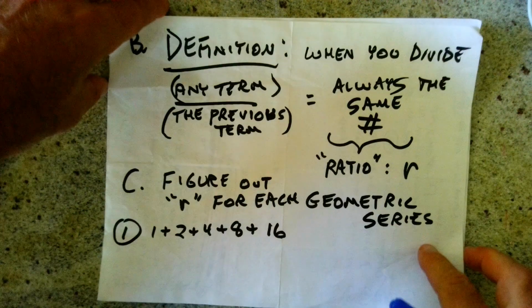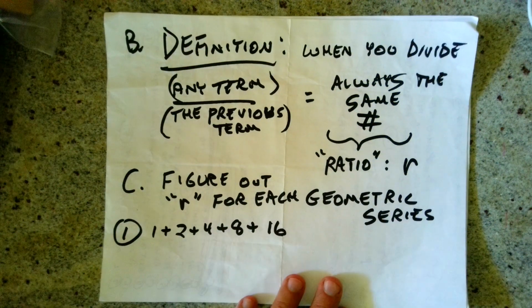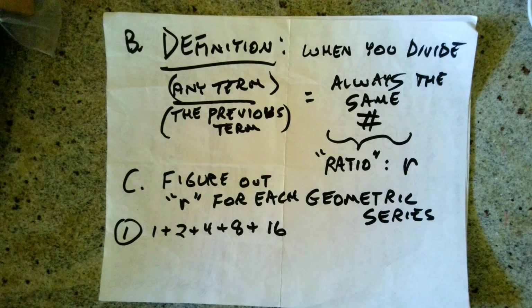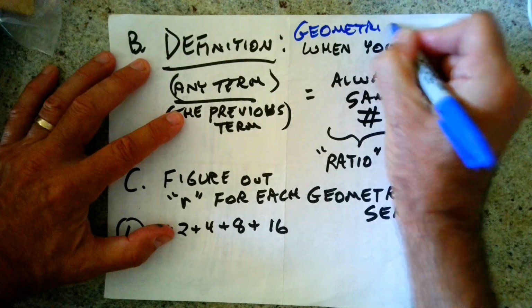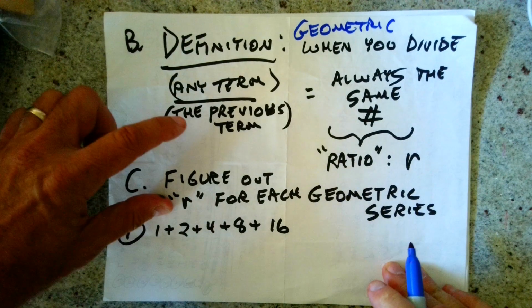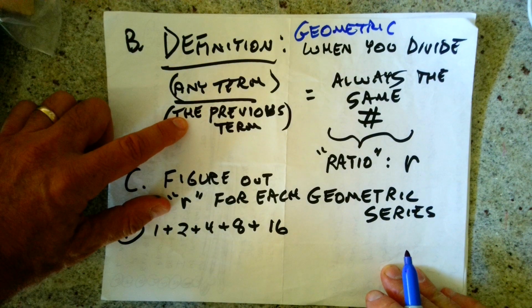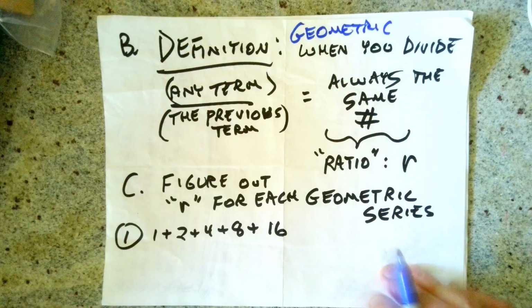Okay, so here's the official definition of when a series is geometric. Definition of a geometric series: if you take any term in the series and divide it by the term that comes immediately before it, you always get the same number.